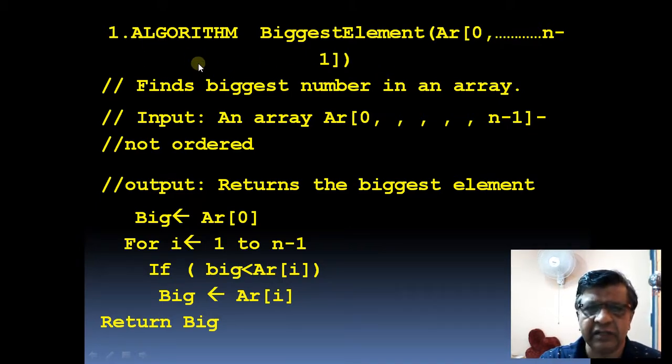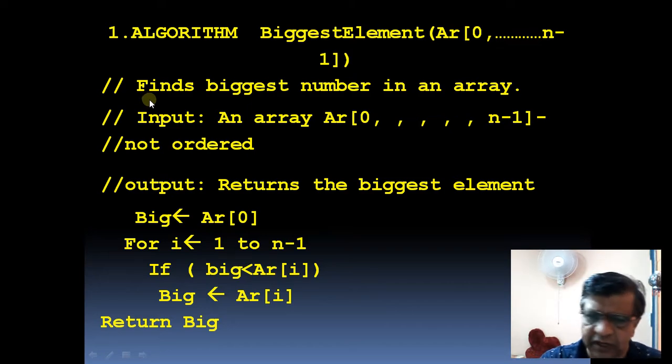This is how the algorithm is written. You need to write it like this, biggest element. I told you in the previous session that the name of the algorithm should be given in camel case representation, and the name of the array is AR, and it runs from 0 to n minus 1, n elements. The first heading is what it does, and you need to write all these. This is called housekeeping in an algorithm, and it will remove any ambiguity about the algorithm.